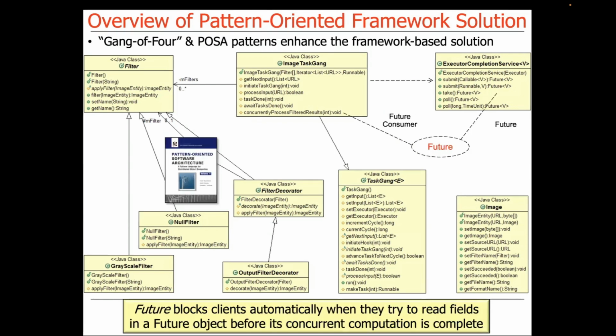Now, there's another pattern called the future pattern, which is used to block clients when they try to read the state of an object. Basically, it's a proxy that will allow the computation to continue until the client, which in this case is the ImageTaskGang, absolutely positively needs to get the results. So here the executor completion service keeps track of these futures, and the ImageTaskGang gets a future back, but really more importantly, it's able to get the futures because they're stored in something called the completion queue by the executor completion service.